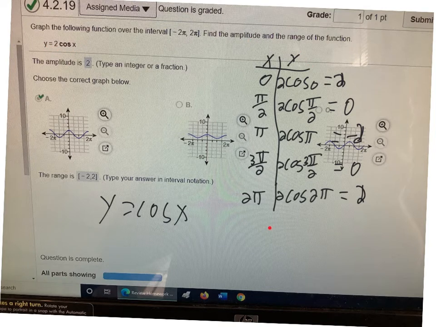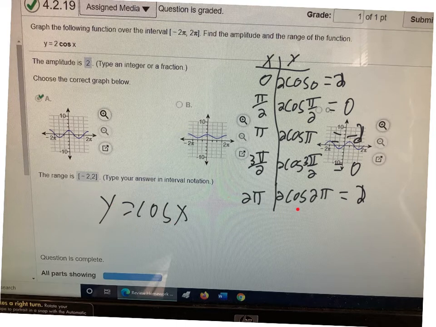You could just plot points. They would encourage you just to memorize the graph, though, as opposed to plotting points. They want you to memorize it and the amplitudes, too. So, take the absolute value of the coefficient here, and that's 2. And then, the one you're supposed to memorize has an amplitude of 1.